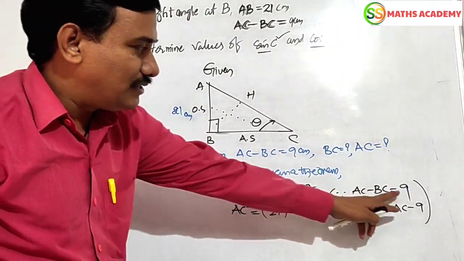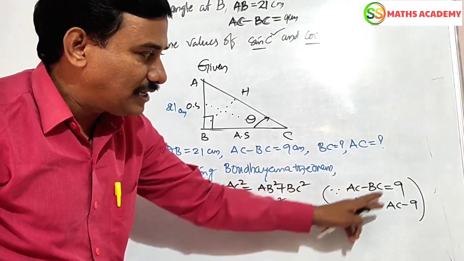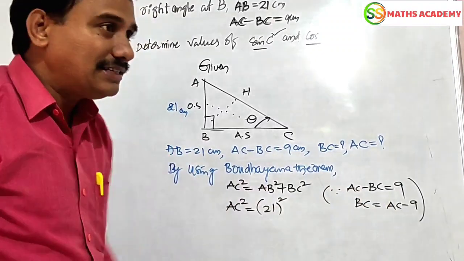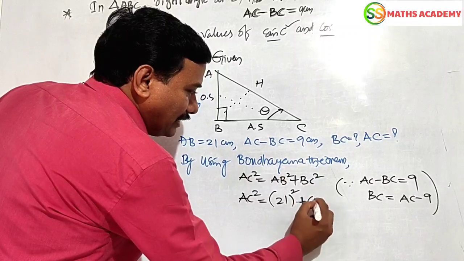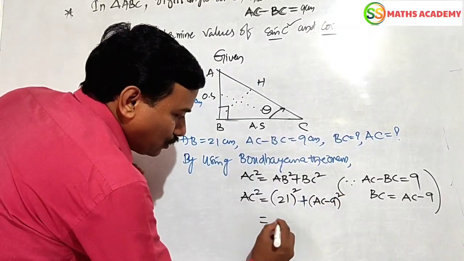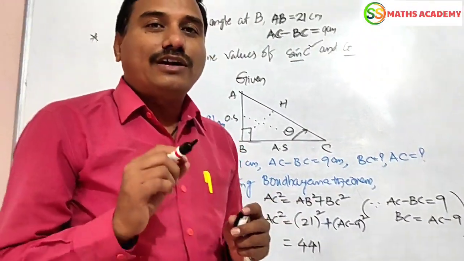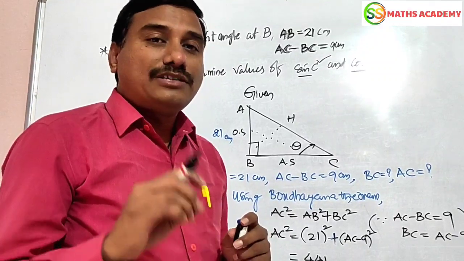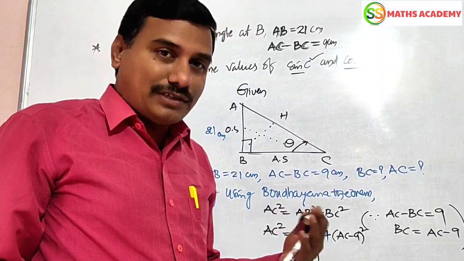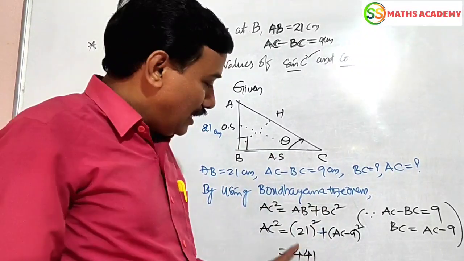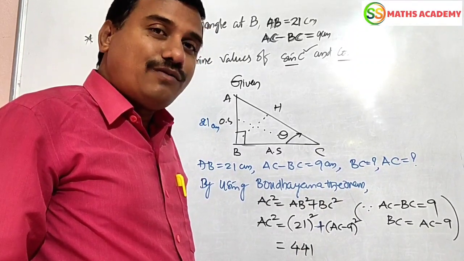AC minus BC equals 9. Now I want BC, so I have to substitute here. BC is transferred to the right side and 9 comes to the left side, so AC minus 9 becomes the next step. In the place of BC, you have to write (AC minus 9) whole square. So 21 whole square. Dear viewers, one good suggestion: keep in mind squares of numbers up to 30 and cubes of numbers up to 20. At the time of evaluation and some sums, it can be useful for you. 21 whole square is 441.